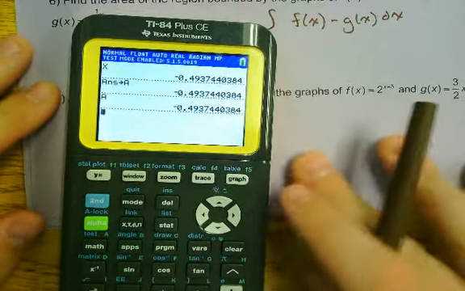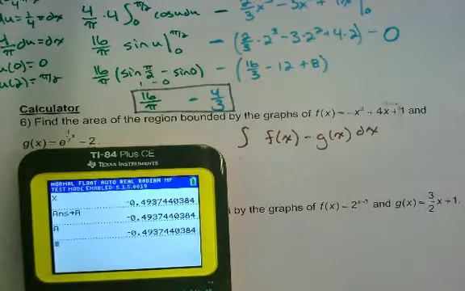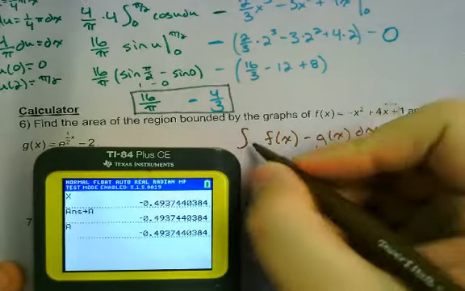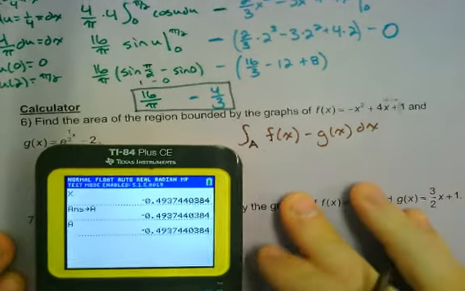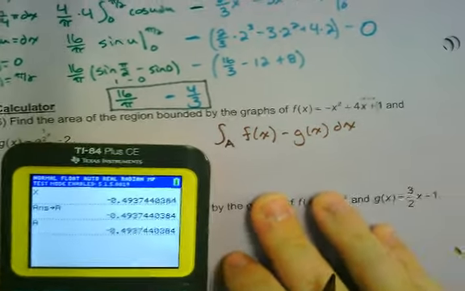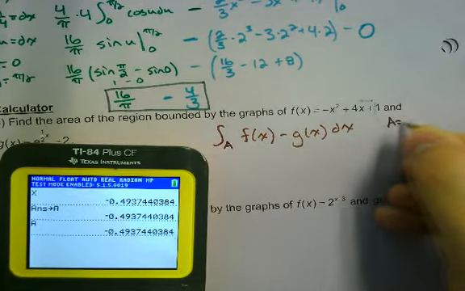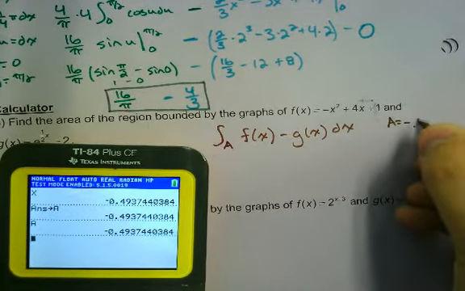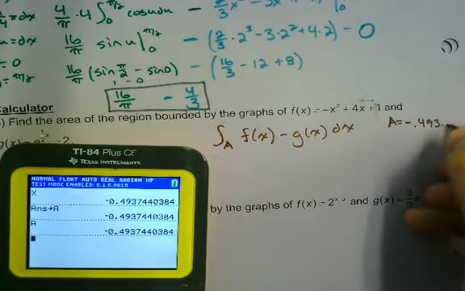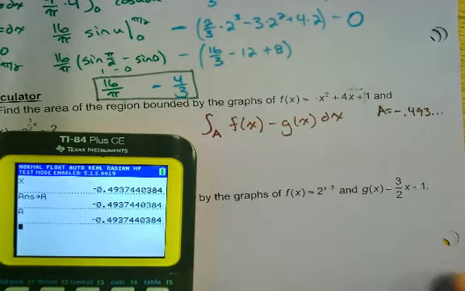Okay. So, I'm integrating from A, which is my bottom bound. You might want to tell the grader what A is. What is A? Negative 0.493. I put 3 dots afterwards because that means there's more. But I don't feel like writing more.